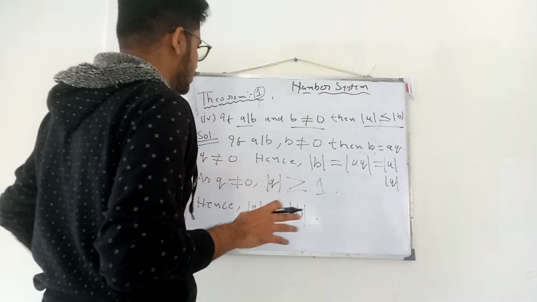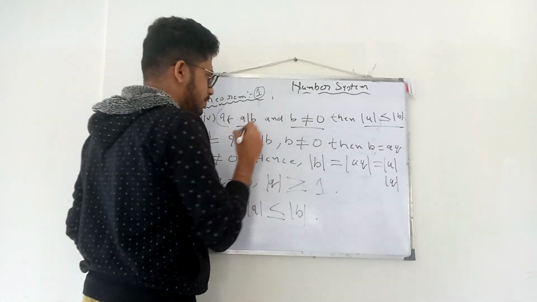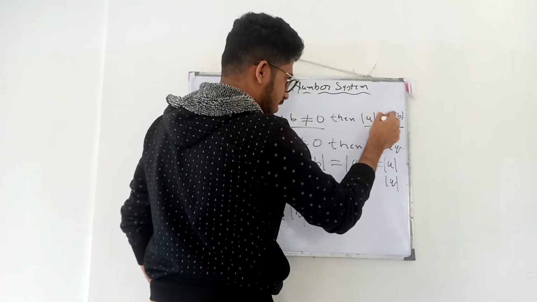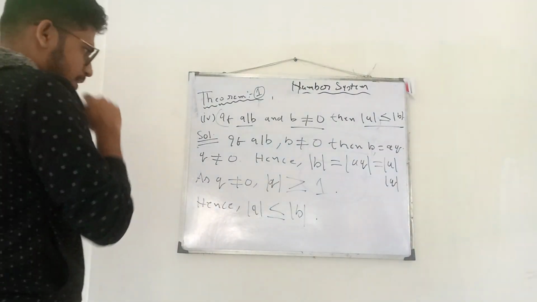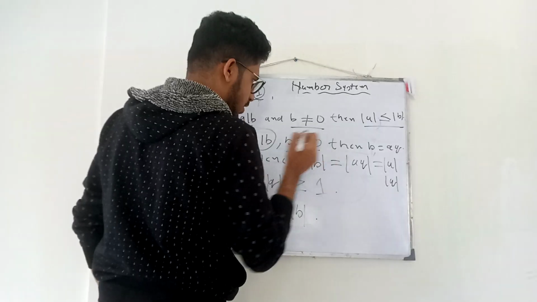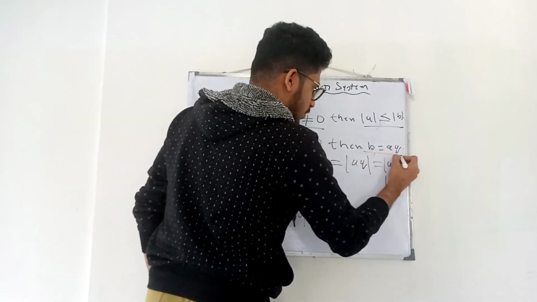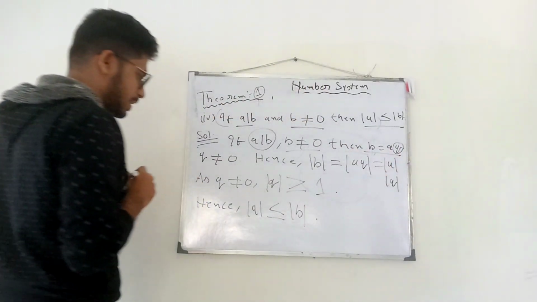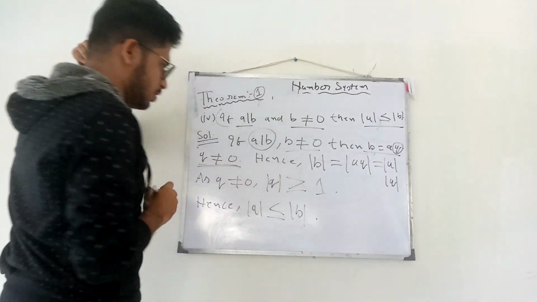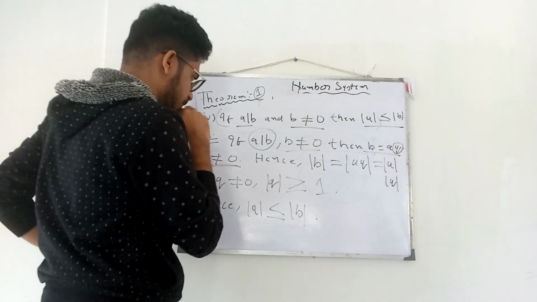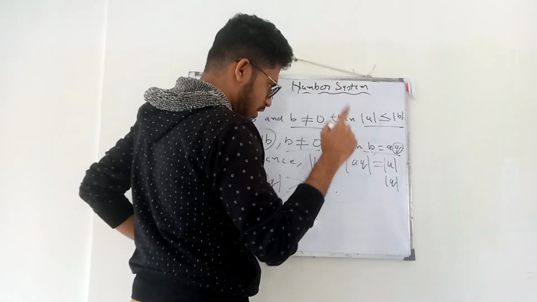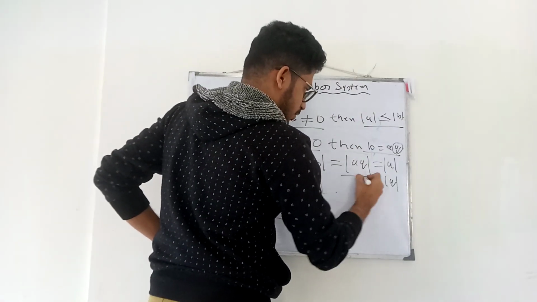Okay, I hope you guys understood the theorem that if A divides B and B not equal to 0, then A modulus is less than or equal to B modulus. Here they said that if A divides B, then B is equal to AQ. We all know that Q is an integer. Q is an integer, and Q is also not equal to 0. Hence, B modulus is equal to modulus of AQ.